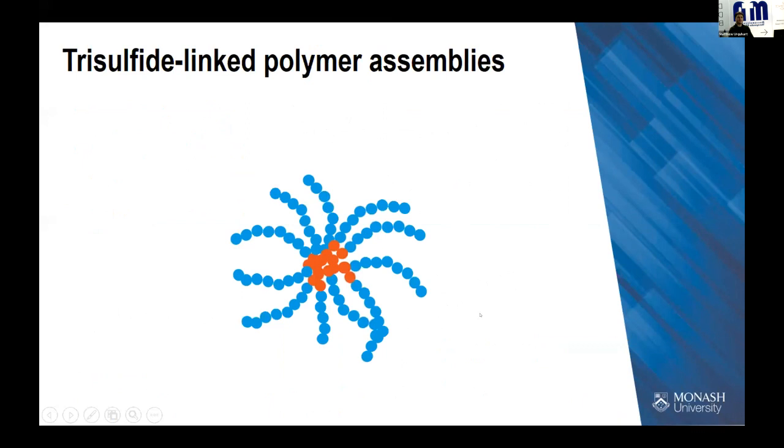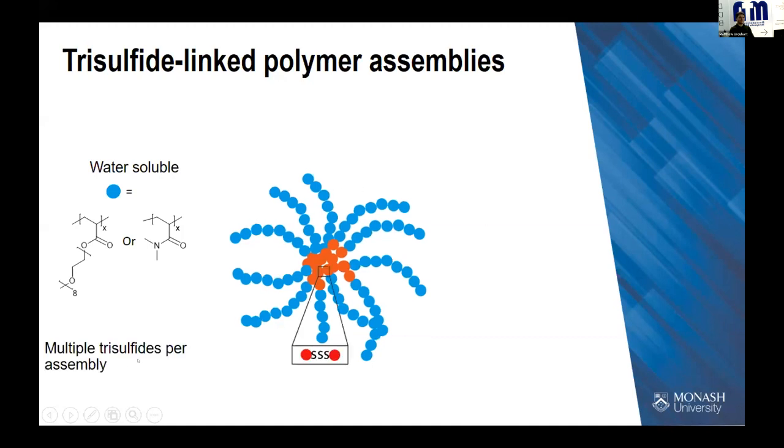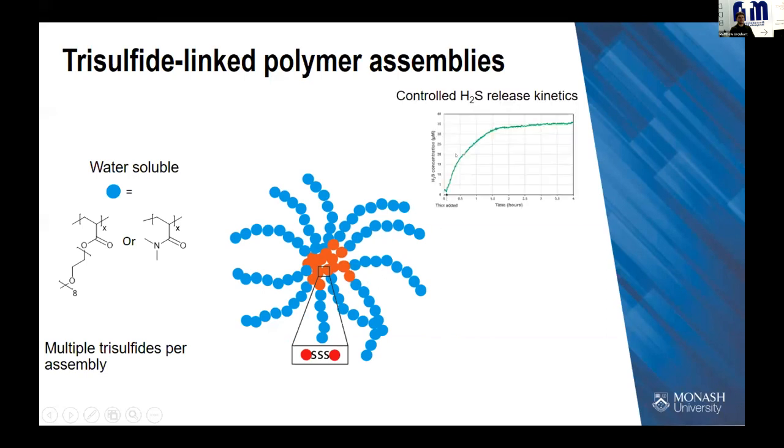Today, I'm going to be talking about the next step that we're taking in this area, and that's the synthesis of trisulfide-linked polymer assemblies. So it's anticipated that these materials will have all the aforementioned benefits of macromolecular donors with some added advantages. These advantages include being able to tailor the water solubility by customizing the hydrophilic corona, as well as having multiple trisulfides per assembly. So we've increased our H2S donating capacity exponentially using this approach, and it's anticipated that they would have controlled H2S release kinetics. This is due to the releasing moiety being in the center of the core, restricting access to the trigger.